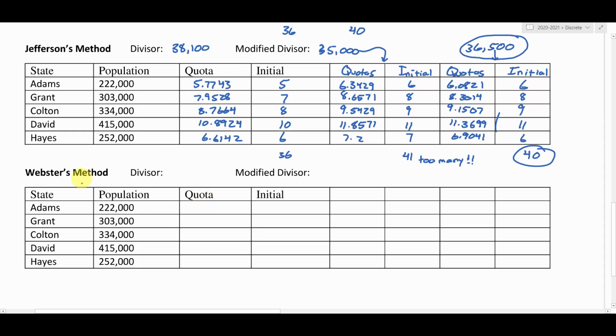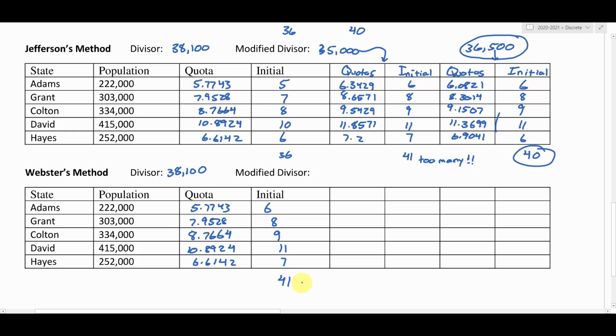Okay. So let's take a look at Webster's method. It starts off the same, 38,100. We're going to use that same divisor and the same quotas that we had in Jefferson's method. All right, so now we actually do something different. We're not just going to chop off the decimal portions here. What we're going to do is actually round to get our initial apportionment. So 5.77 is going to round up to 6. 7.95 rounds up to 8, 8.76 rounds up to 9, 10.89 rounds up to 11, and 6.61 rounds up to 7. And then we've got to add those together and see what we get.